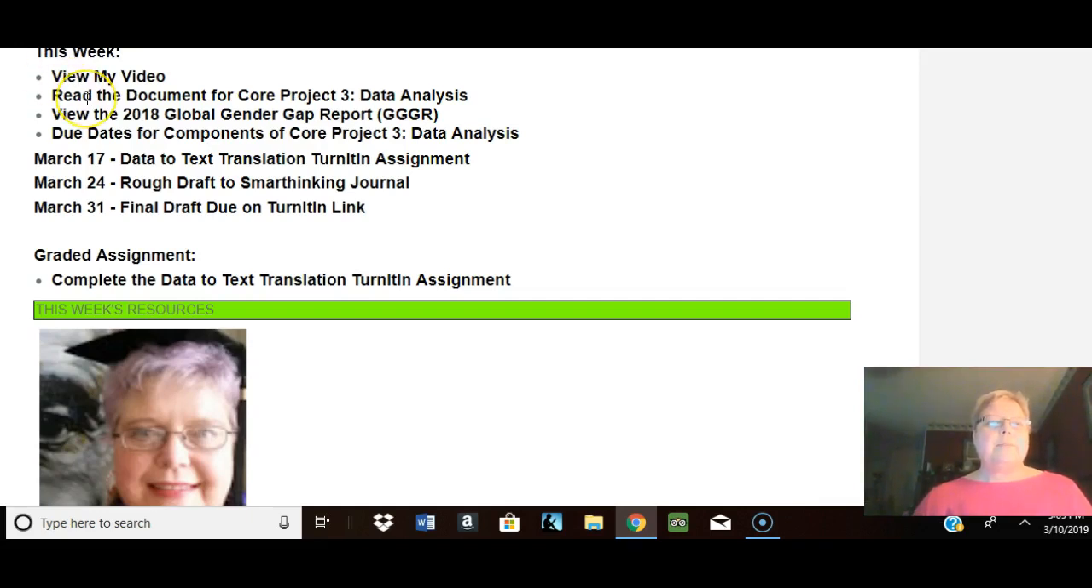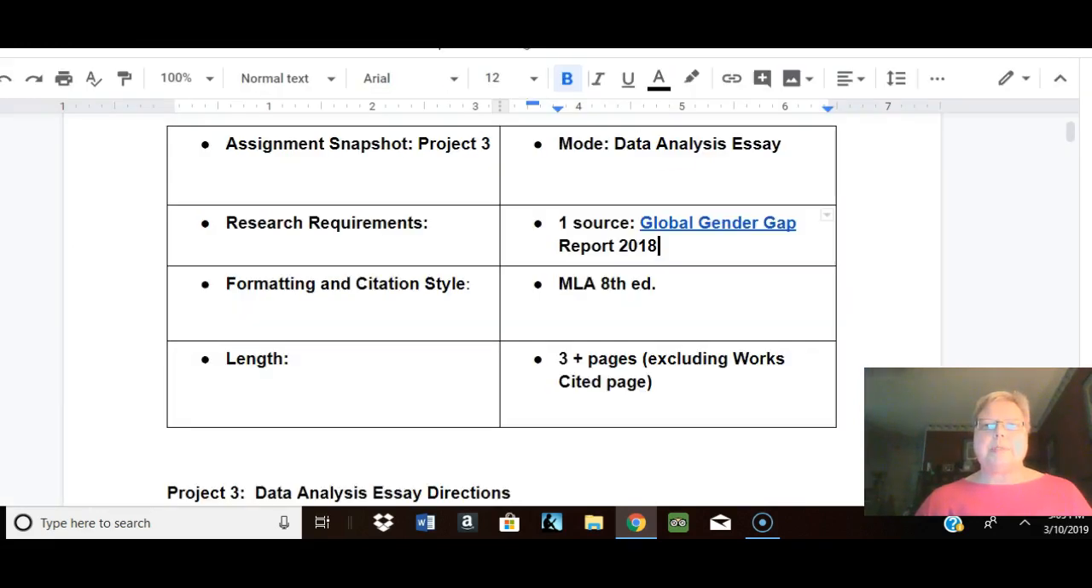So there's a document under the resources for this week on Core Project 3, and you want to click on that and take a look at that. Let's look at it together. I've already opened it. Okay, so here is the assignment snapshot.